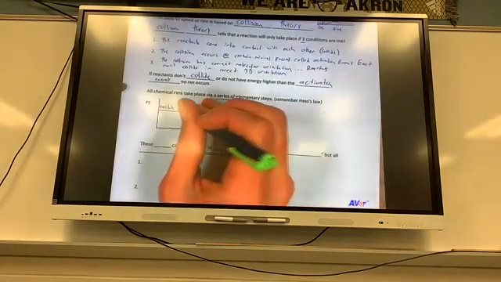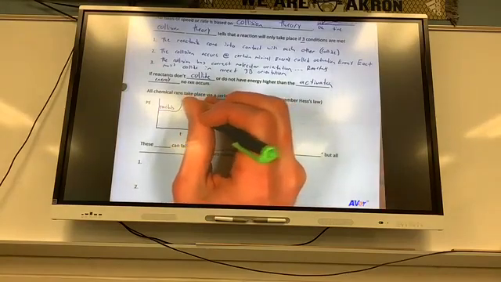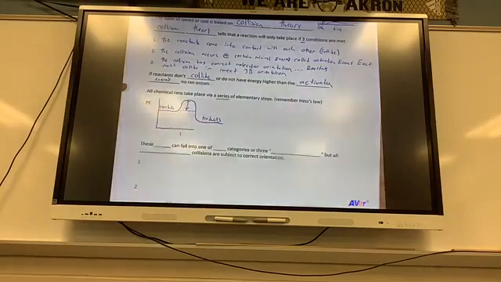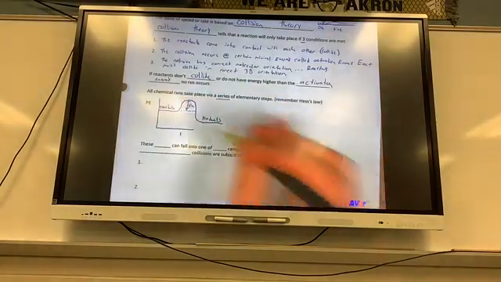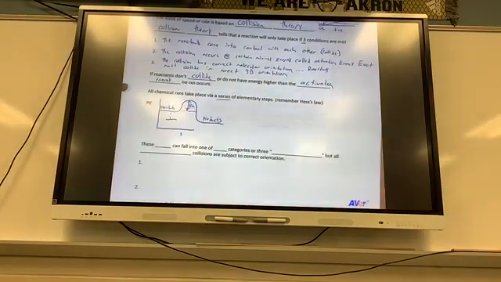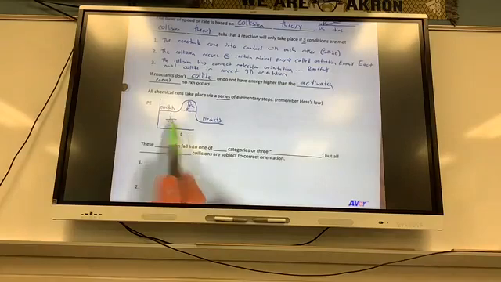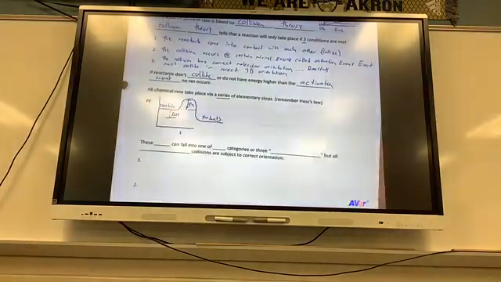If I draw a line straight across here, between this and the hump is my activation energy. So there's my EA. And then the difference between the reactants and the products is my delta H, your enthalpy. Why did I say delta T? I don't know.